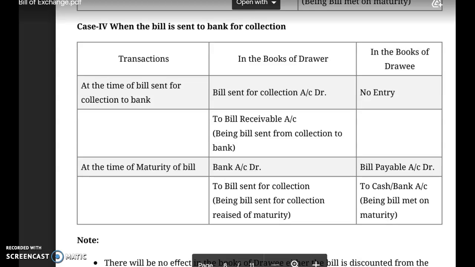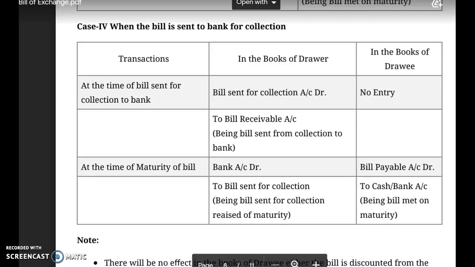As the payment of the bill has been received, you will see that in the previous entry in this case, bills sent for collection account was debited. Now in the second entry, bills sent for collection account is credited. So they will nullify each other. So the net entry left is bank account debit to bills receivable, that is, the payment of the bill has been received and the BR account is being credited. So this is the last case, that is the fourth case.